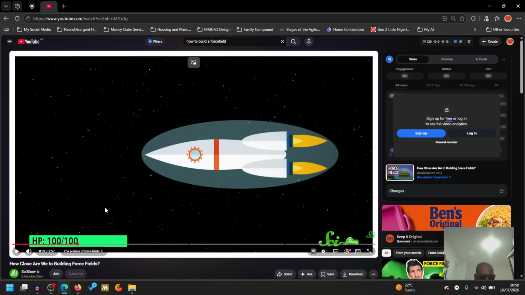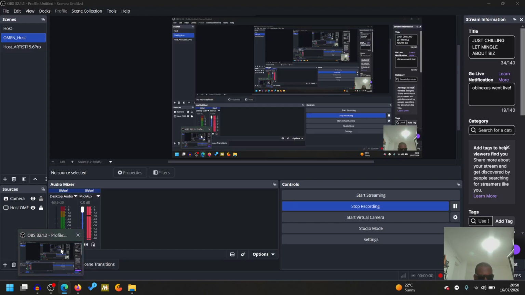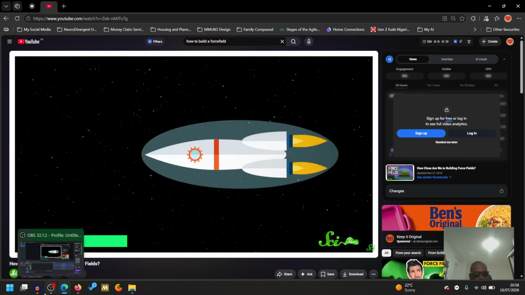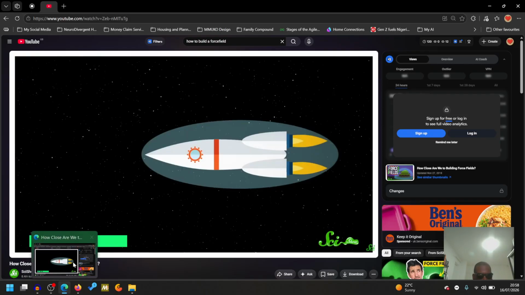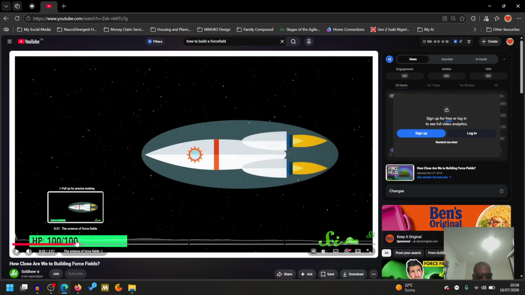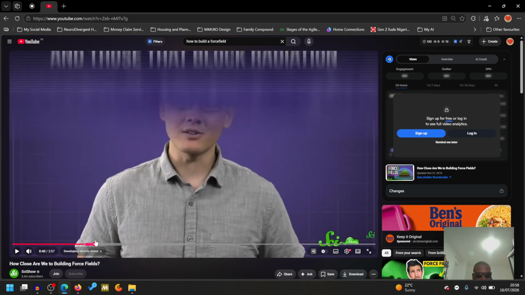Okay, so I've learned what the force field is here, and because it's scientific, I just went and did the science. So there's a force field here, and how close are you to building a force field? And I've heard it here. So I'm not just copying it; I'm educating myself.